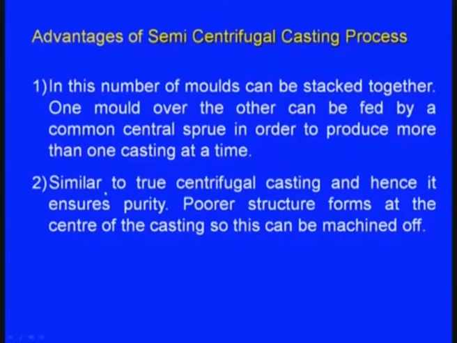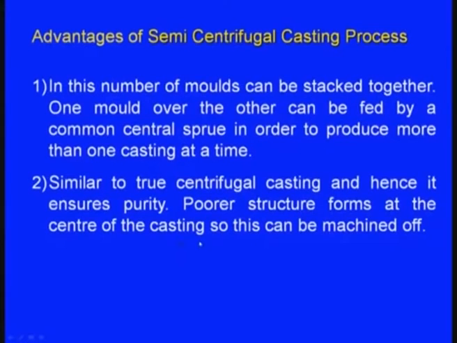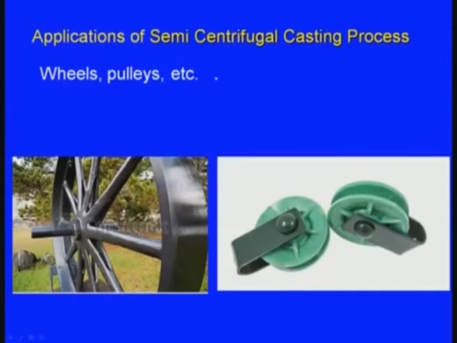The second advantage is that it is similar to true centrifugal casting, and hence it ensures purity. Poorer structure forms at the center of the casting, so this can be machined. If there is any impurity, again that will be collected at the center and can be machined off. These are the applications of the semi centrifugal casting process. Wheels, you can see this kind of wheel.